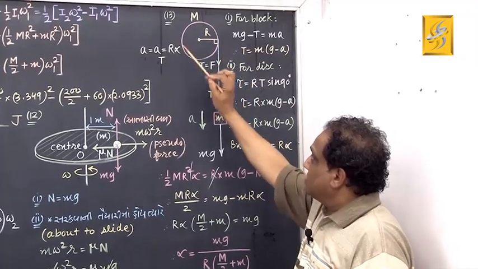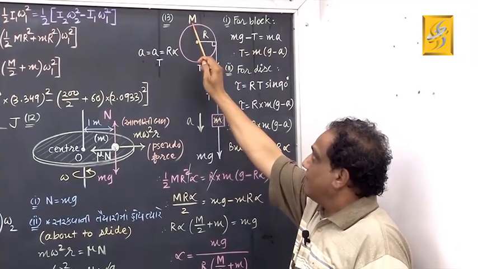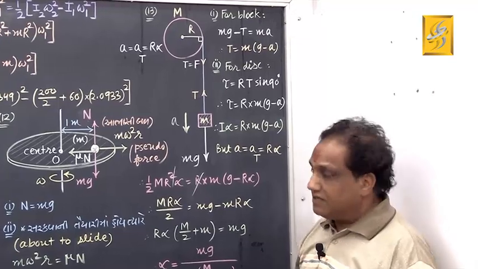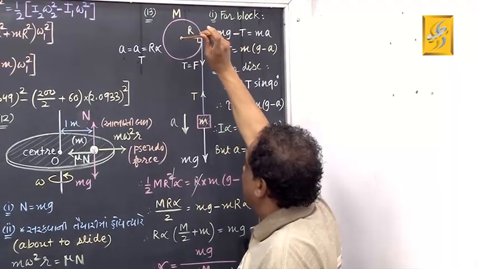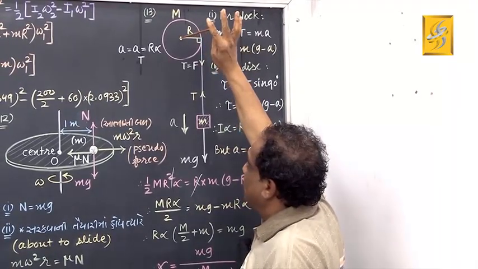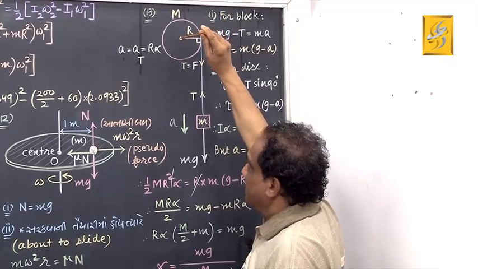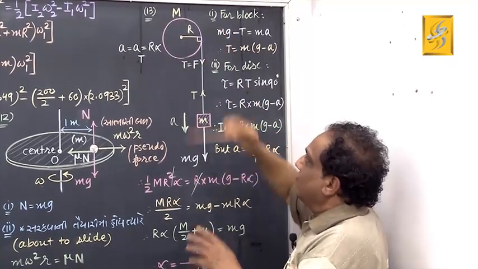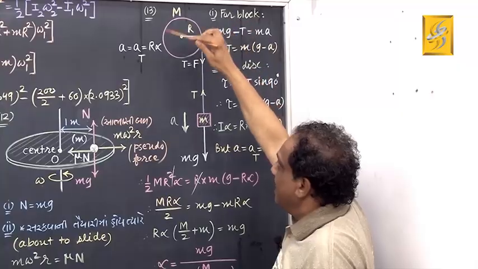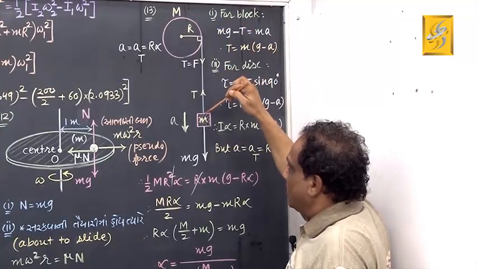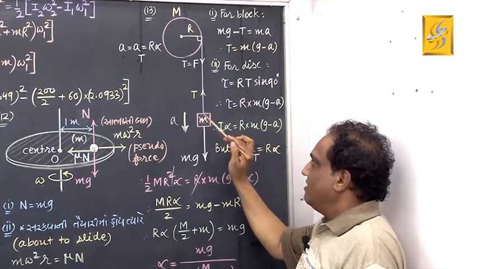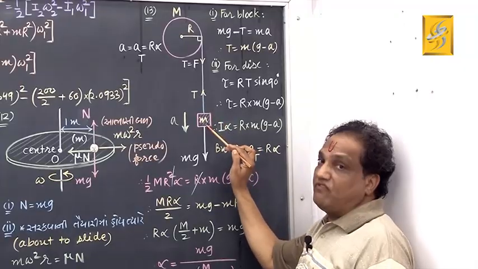We are given one solid circular disc of mass capital M, radius capital R. It is capable of rotating about an axis perpendicular to its surface and passing through its center. Fine. And here we have wrapped some rope, and at the lower end of that rope or string, we have tied one body, say block of mass small m.